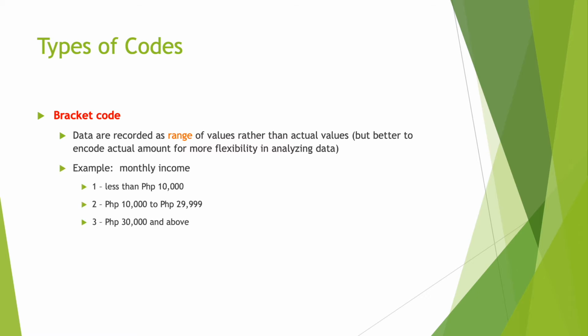Now, let's use monthly income as an example. Earning less than 10,000 pesos per month can be coded as 1, while earning 10,000 to 29,999 pesos per month can be coded as 2, and earning 30,000 pesos or more each month can be coded as 3.